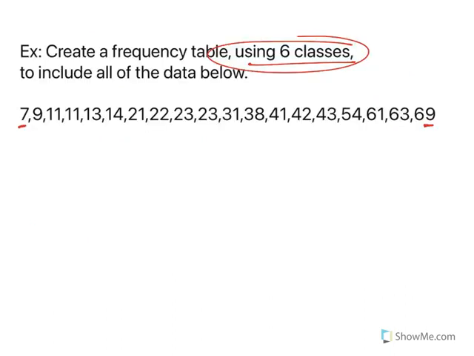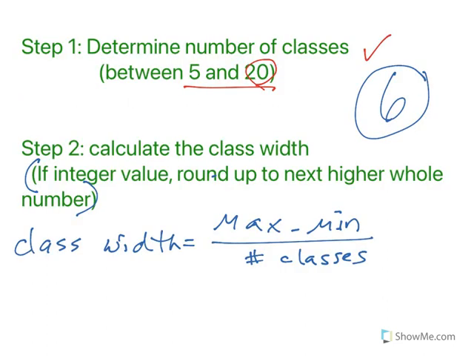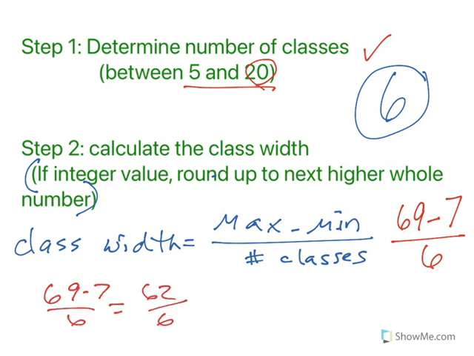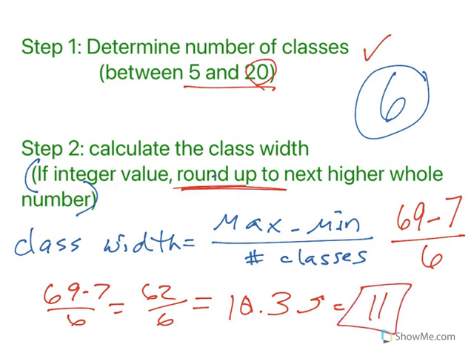Okay, so we need the max and the min. If we go back, the maximum is 69, the minimum is 7, and we're using 6 classes. So max minus min divided by the number of classes. So I have 69 minus 7 over 6. So 62 over 6 gives me 10.3. Now, we always round up to the next integer. So my class width is 11. Sometimes you might do a class width with decimals, but generally we keep them whole numbers. So we round and our class width is 11. Great. So now we know this: 6 classes, class width of 11.